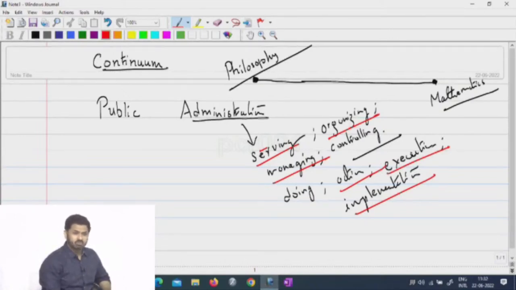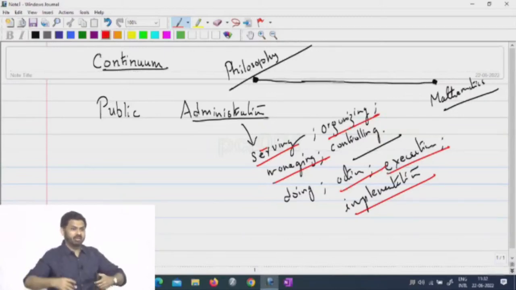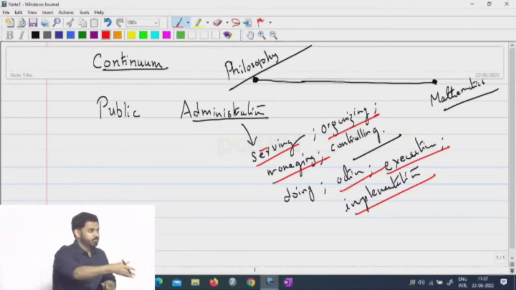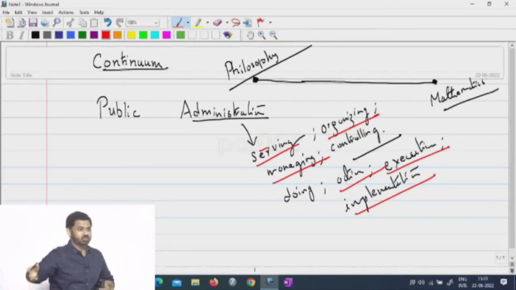Who is doing everything in our society? The government. Government is the most important agency or organization which is serving, and it is trying to solve all the problems of the society. So administration is basically something which is doing things, managing, executing, implementing. Now this administration could be any administration. It could be administration of a private organization, of an NGO, of a media agency, or of some resident welfare association. Administration is everywhere.